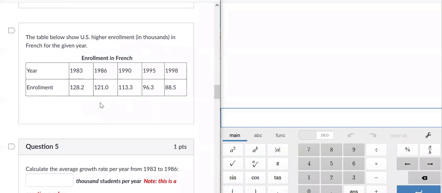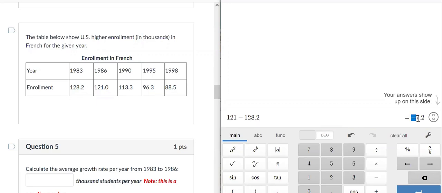Okay, so 1983, there were, oh, this is in thousands. So 128.2 thousand, which is 128,200. And then 1986 are 121,000, right? So what we actually do is you go 121 and then subtract 128.2 because there was a decrease. See that? A negative number, a decrease of 7.2 thousand students enrolled in French in the US, right?